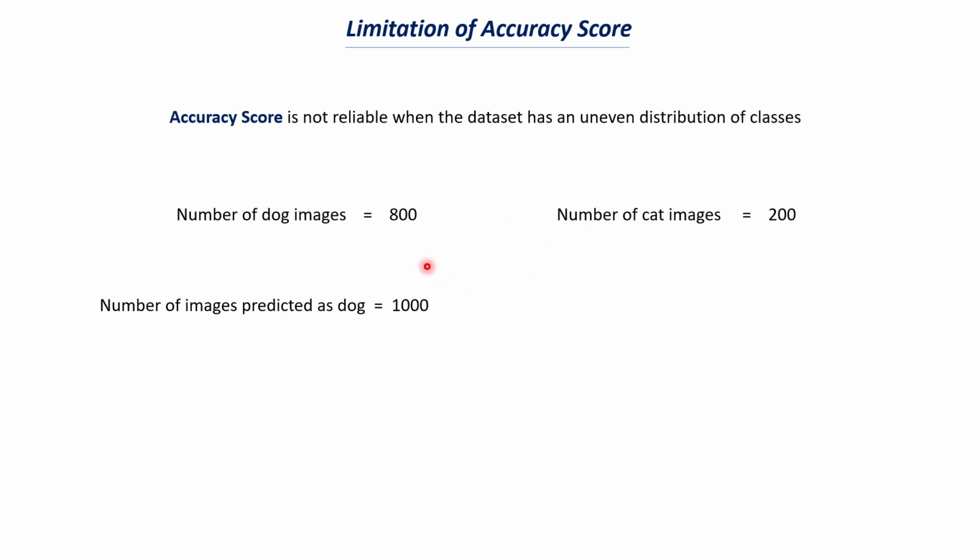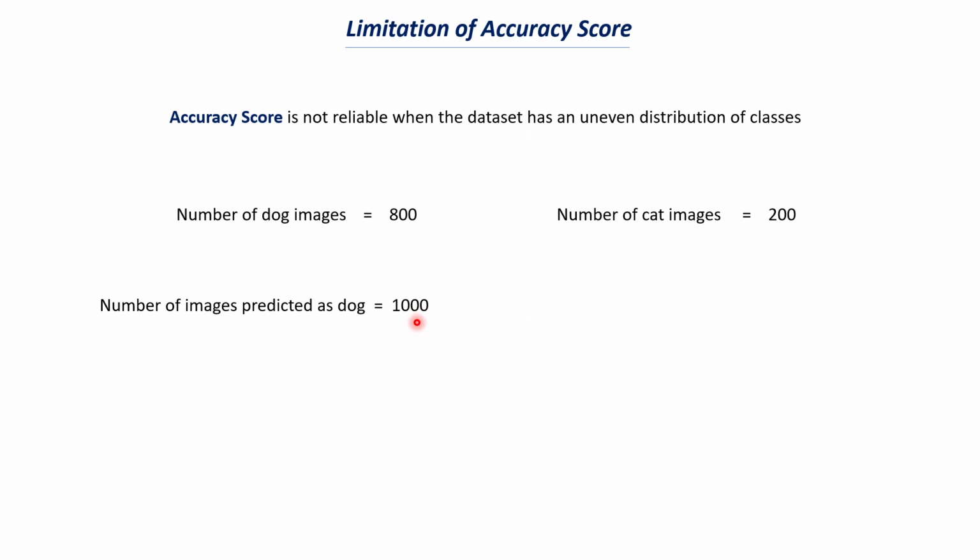So let's say that the number of images predicted as dog is 1,000. Let's say that we have trained our neural network with these 1,000 images, and we are again predicting using this neural network with the training data. Let's say this is our training data, which is 800 dog images and 200 cat images. As I've told you, as there is an insufficient amount of cat images, all the images will be predicted as dog. So there is a possibility for this. So let's say that out of 1,000, all the images have been predicted as dog.